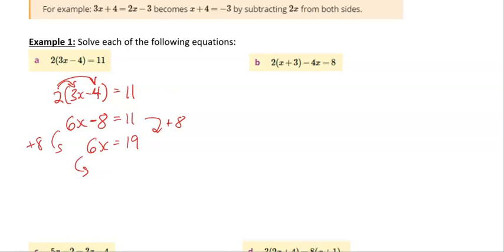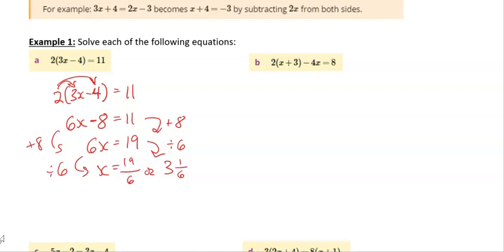To get x on its own, we've got 6 x's. We divide by 6, which gets us 1x. And that's going to give us something that's a little unwieldy. It's 19 over 6, or 3 and 1/6. You'll find that comes out to 3.16 recurring.